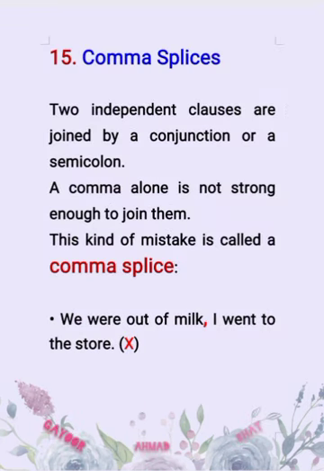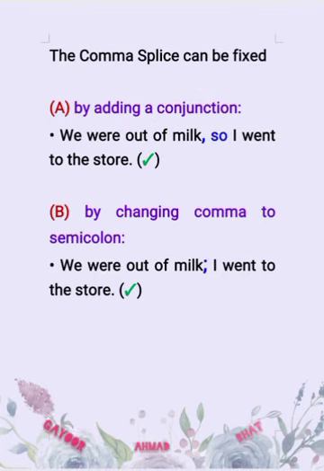Number 15. Use of comma splices. Dear friends, two independent clauses are joined by a conjunction or a semicolon. A comma alone is not strong enough to join them. This kind of mistake is called a comma splice. For example, we were out of milk, I went to the store. The sentence has two clauses, we were out of milk and I went to the store, and using a comma to join the two clauses would be incorrect. The comma splice can be fixed.